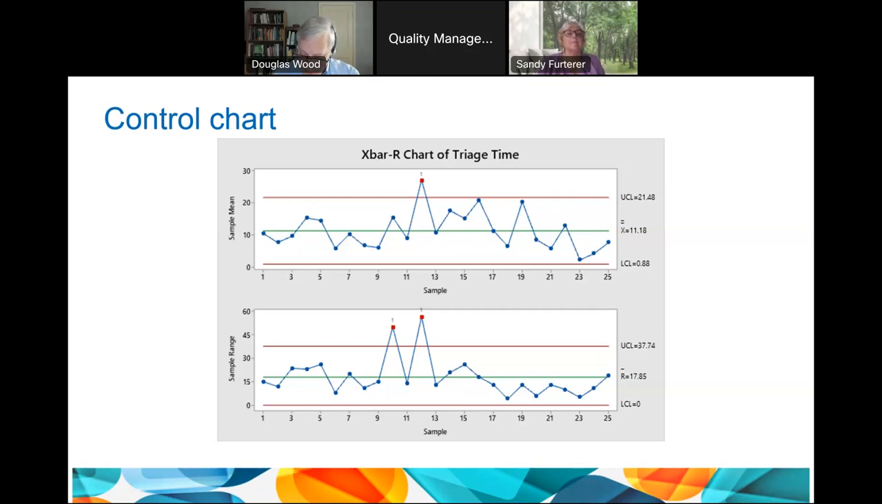Okay, so that is a change to the outside of the system. You can see the range of triage times became less, or had a smaller variation, after sample number 17. Changes were made here, and therefore, the variation was reduced.